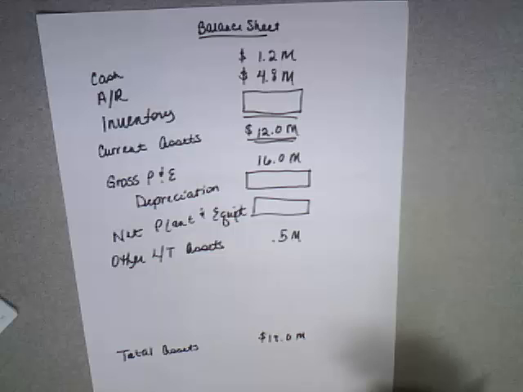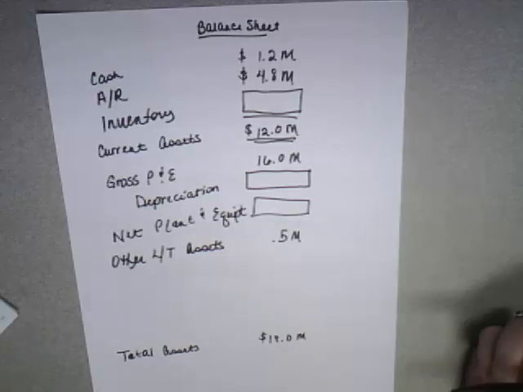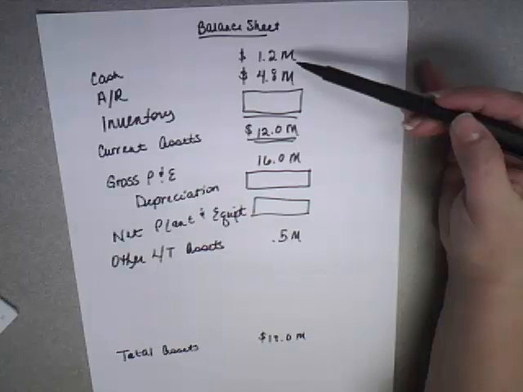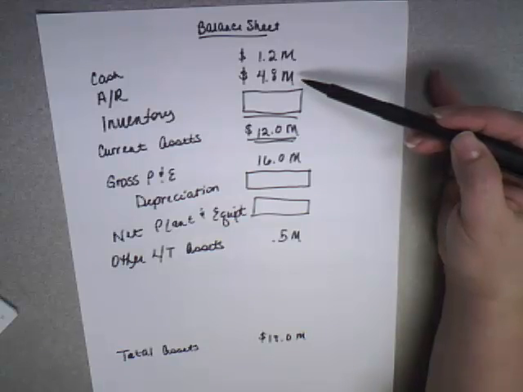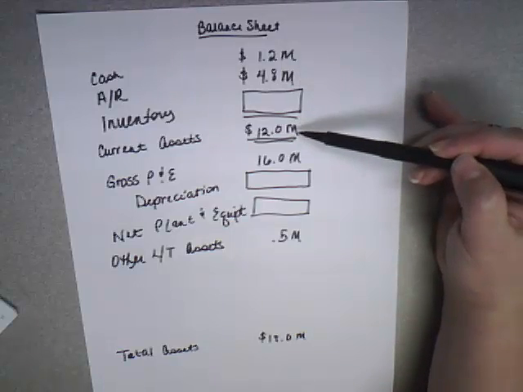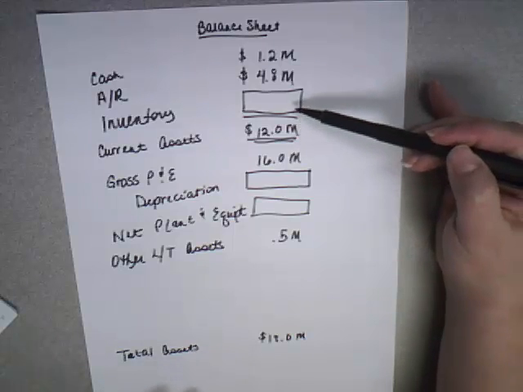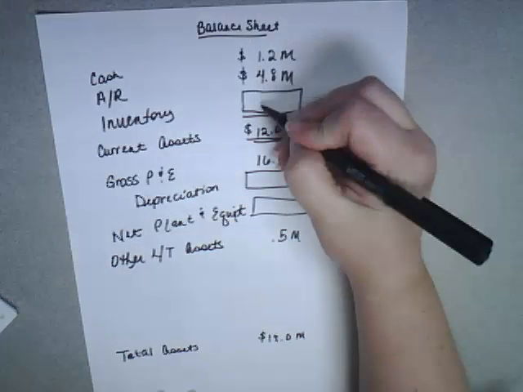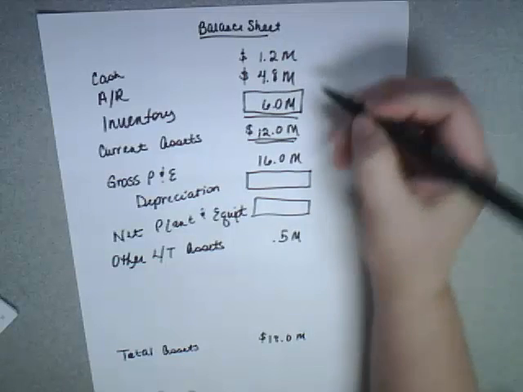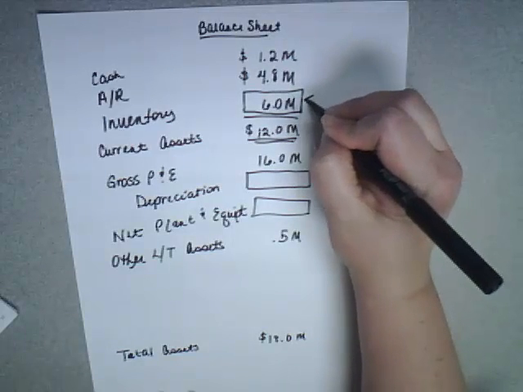Okay, so let's take this step by step. We've already calculated our cash and marketable securities, and we have done our accounts receivable. Since we know our current assets total $12 million, then our inventory has to complete that top part. So when we take 12 million and subtract 1.2 million and subtract 4.8 million, that gives us $6 million in inventory. So that's part of our answer right there.